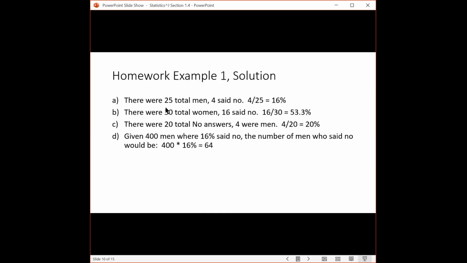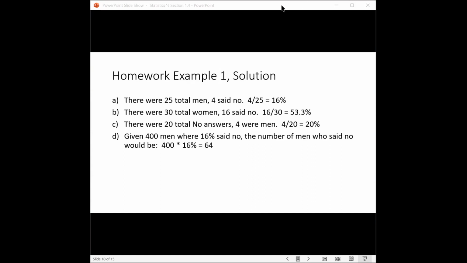All right, so there were 25 total men, 4 said no, 4 over 25 is 16%. There were 30 total women, 16 said no, 16 over 30 is 53%. There were 20 total no answers, 4 were men, so 4 out of 20 would be 20%. And then given 400 men, where 16%, our first answer, said no, the number of men who said no would be 64.